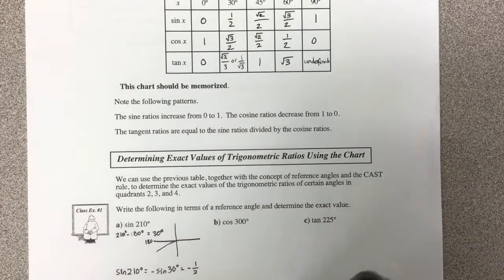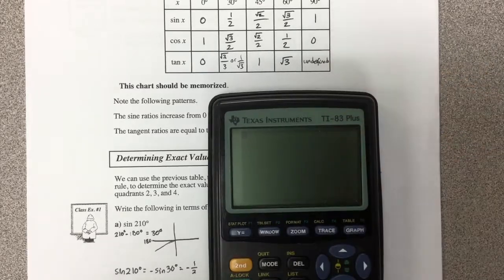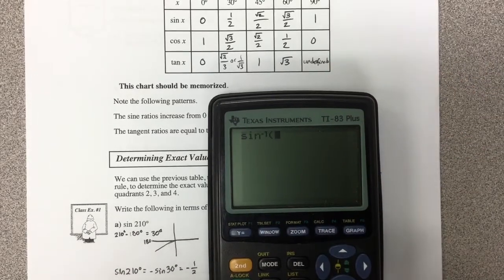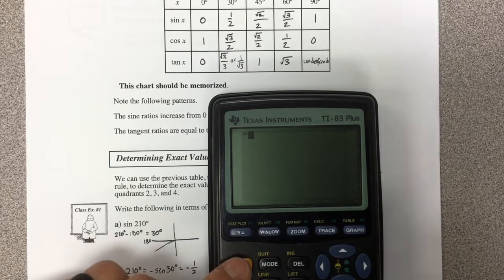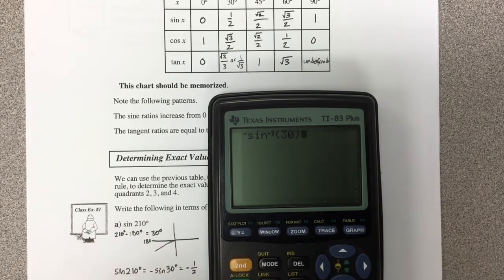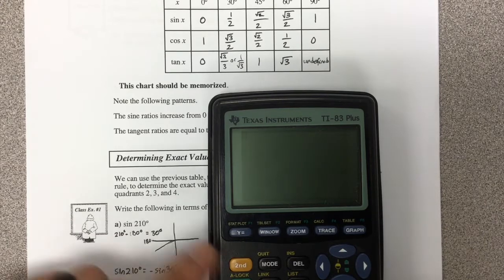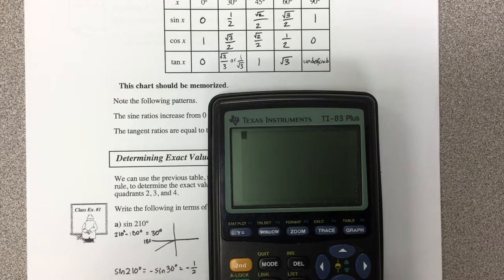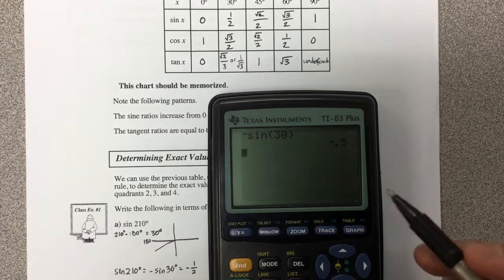Now, if we look at our calculator, we could double check. So negative sine of 30. I don't want to do inverse sine. So negative sine 30 is equal to negative 1/2, or negative 0.5.